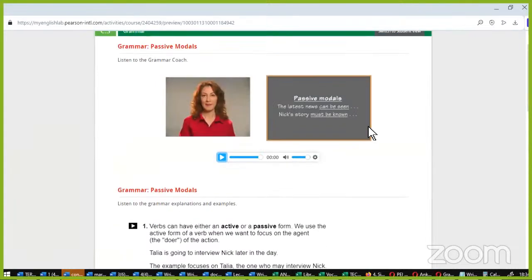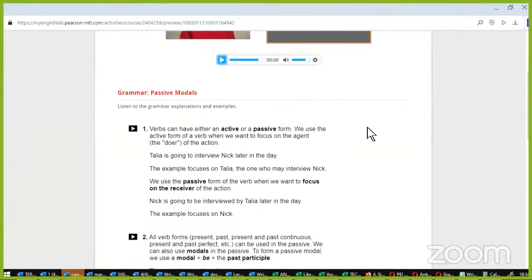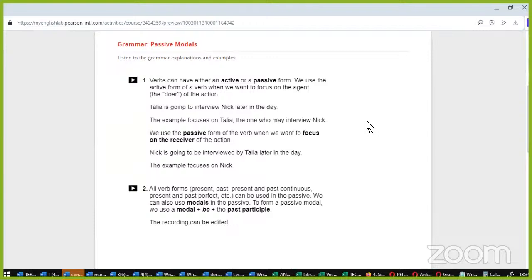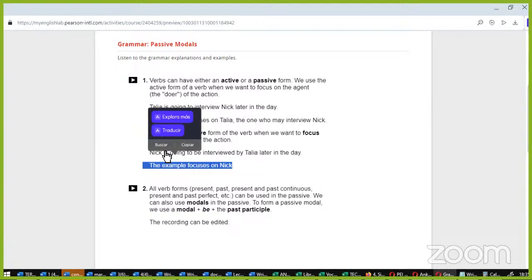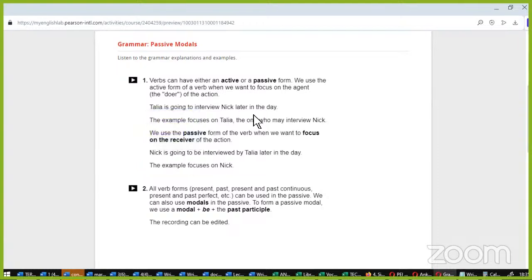So, verbs can have active or passive forms. Active we use when we want to focus on the agent. Talia is going to interview Nick later in the day. The example focuses on Talia. Okay, and the passive is Nick is going to be interviewed by Talia later in the day. Here the focus is on Nick. Okay, so let me show you some more examples.